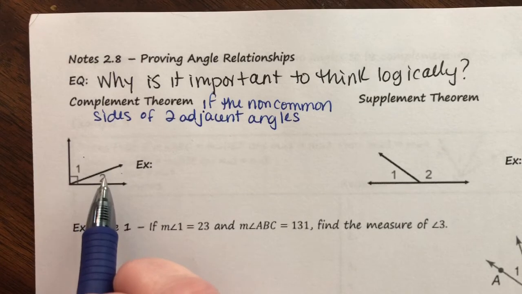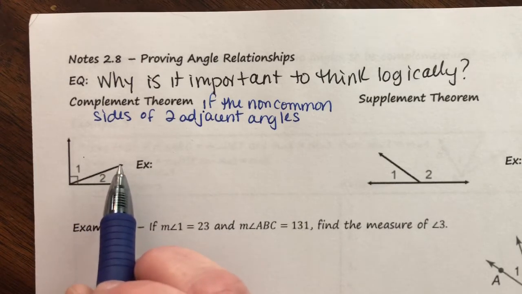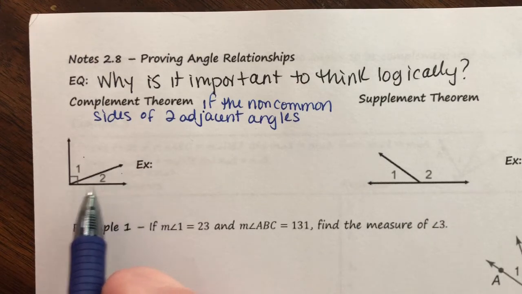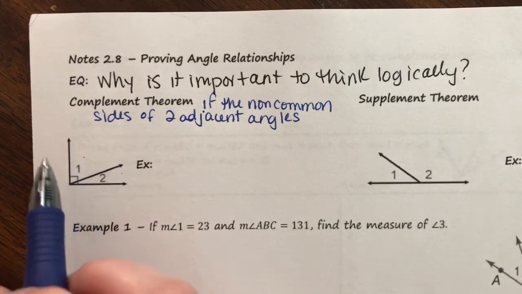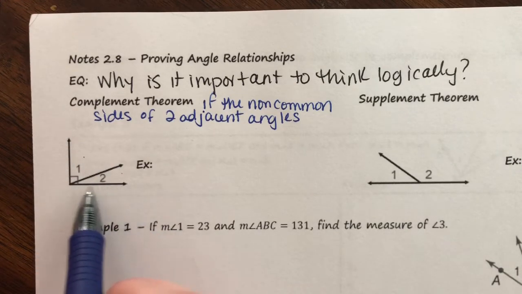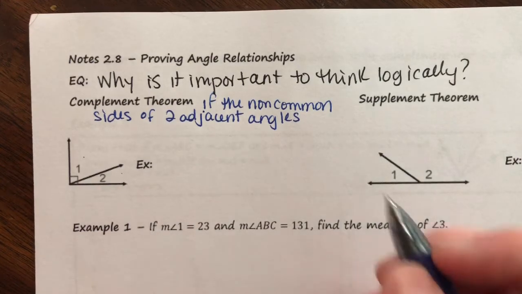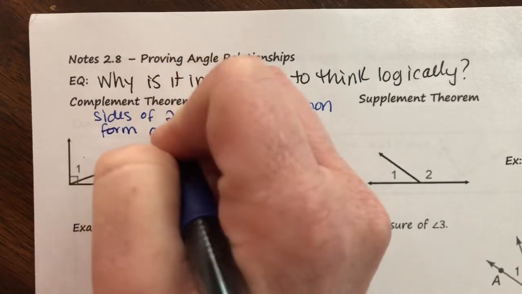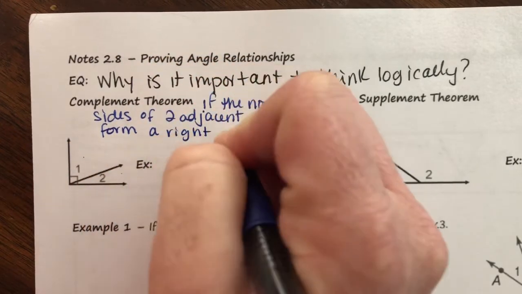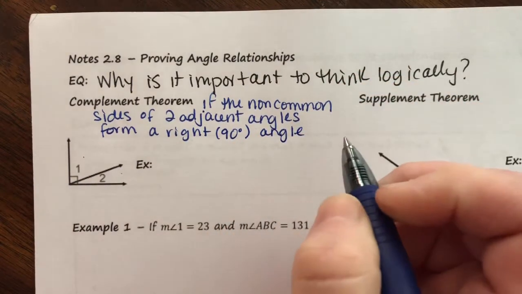Non-common sides are the sides that they don't share. So they share this middle line right here, this side, but they do not share this side. That only applies to angle 2. And they don't share this side. That only applies to angle 1. So if these non-common sides form a right angle, or a 90-degree angle, then the two angles are complementary.